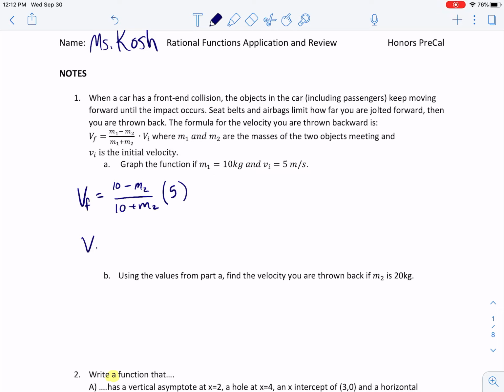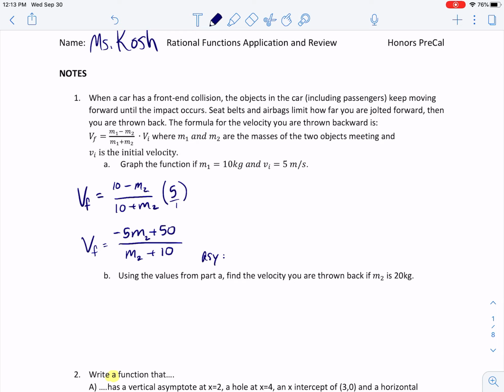We're used to seeing this as, if I distribute the 5 across, this is 5 over 1, so I multiply 5 across the top but not the bottom. I'm going to multiply 5 across the top and switch it so that the m's come in front. So this is negative 5 m2 plus 50 over m2 plus 10. Okay, so now I can see that I have an asymptote.